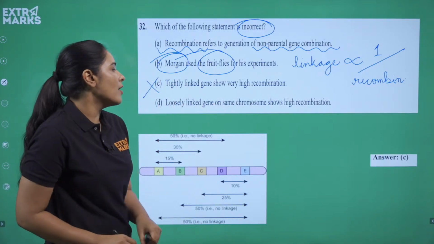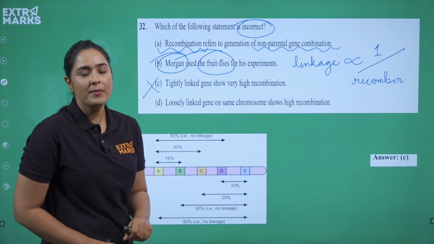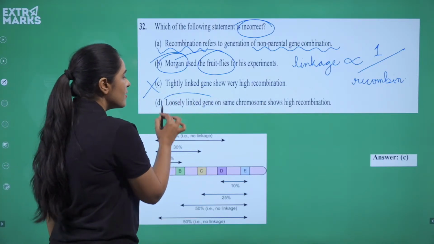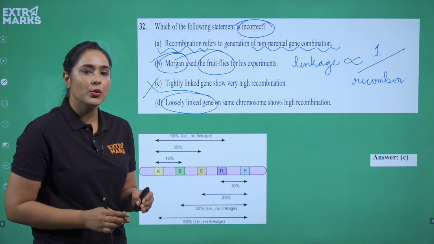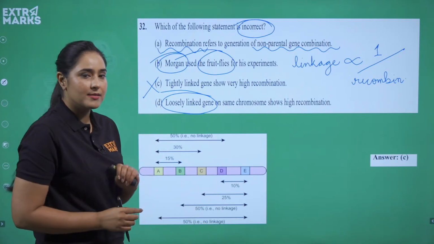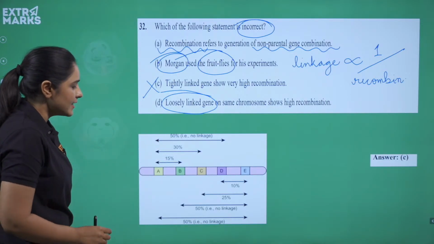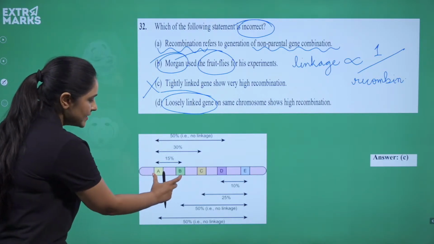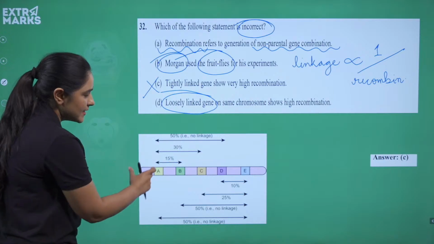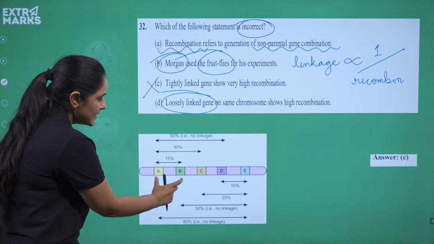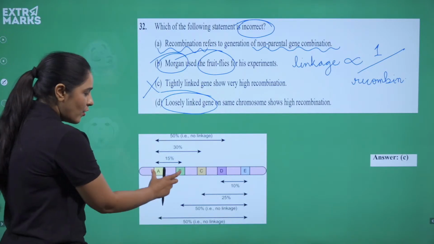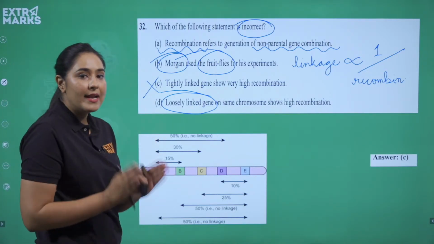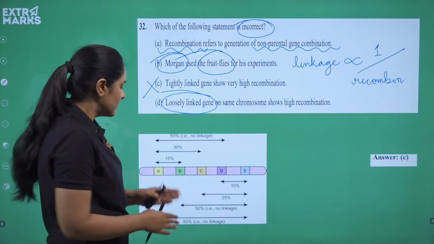Loosely linked genes on the same chromosome show high recombination. So if they are far apart, if there is distance between them, they will show recombination. So this statement is also correct here. As you can see, for these two genes we have the percentage of recombination. These two genes having distance between them will obviously have a higher recombination percentage, while those close together are linked together.